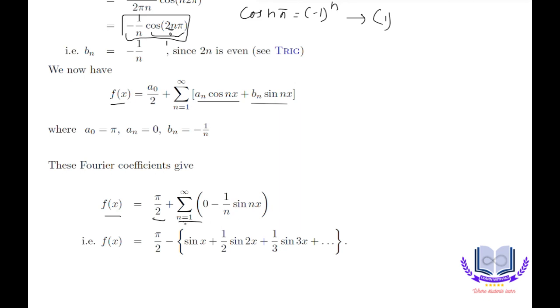So we have to now expand this summation sign. So fx is equal to pi by 2, taking minus as common, and just put n is equal to 1. So sin 1x by 1, which is sin x, plus sin 2x by 2 plus sin 3x by 3 and so on. So this is our desired Fourier series for fx is equal to x by 2.